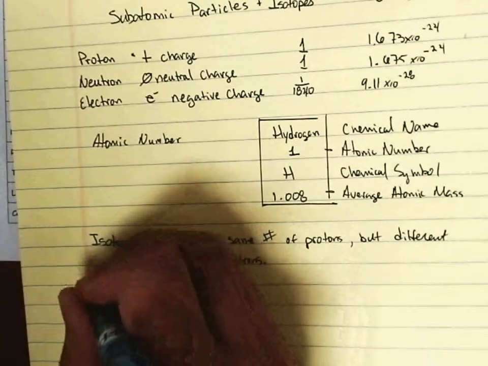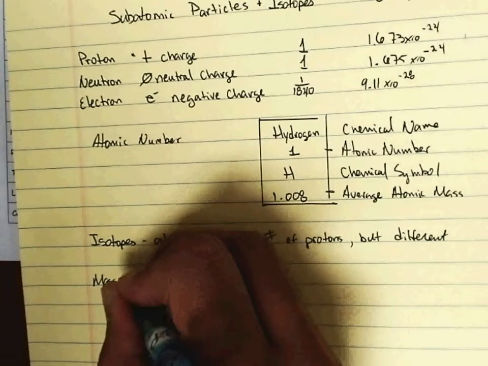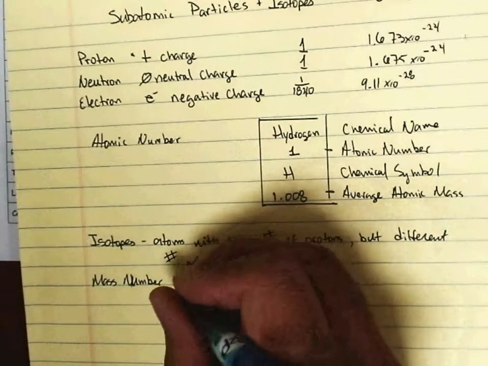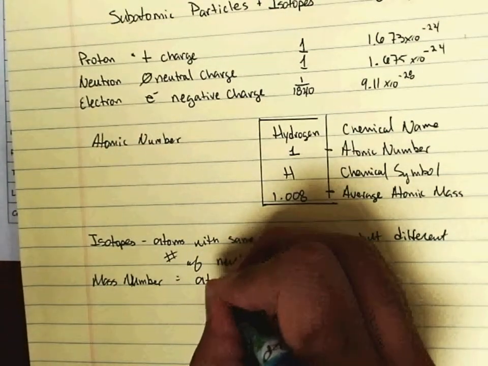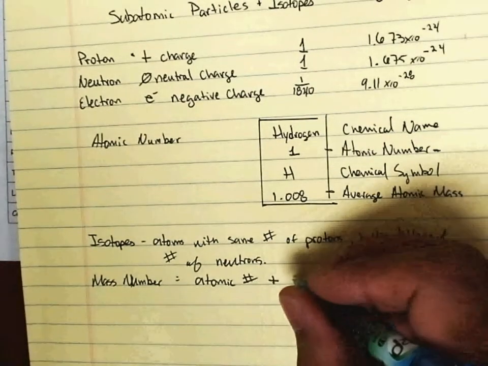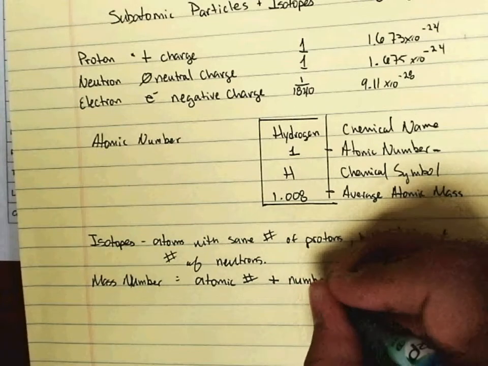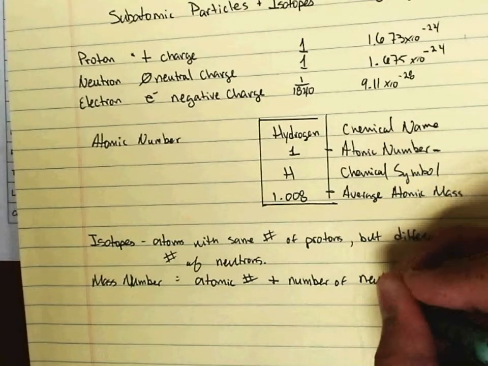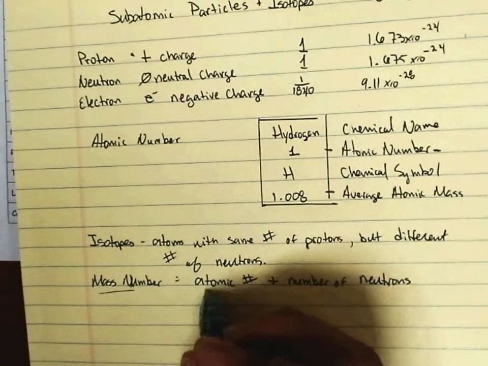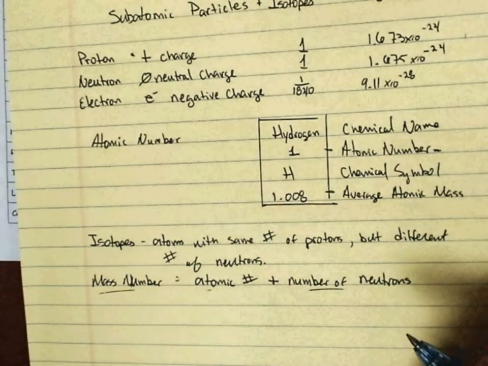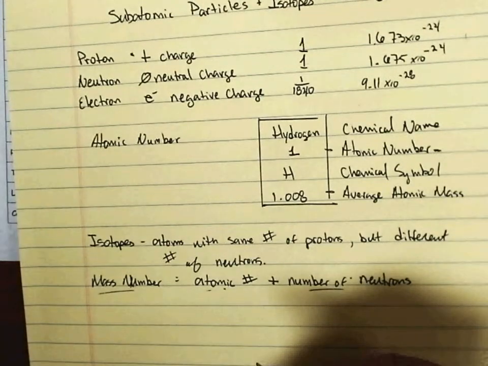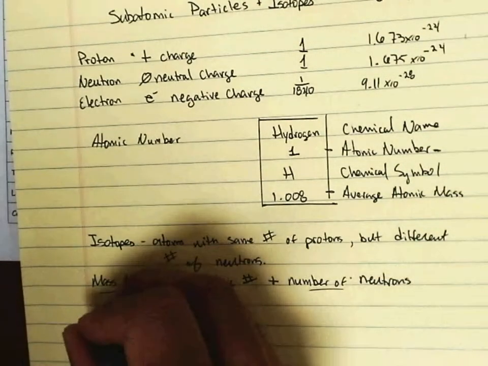Then we have to be concerned with our mass number. Our mass number is our atomic number, plus the number of neutrons. So to get our mass number, we have to find the atomic number and then add the number of neutrons. Or, to find the number of neutrons, we could subtract the atomic number from the mass number. And that's what your homework consists of.